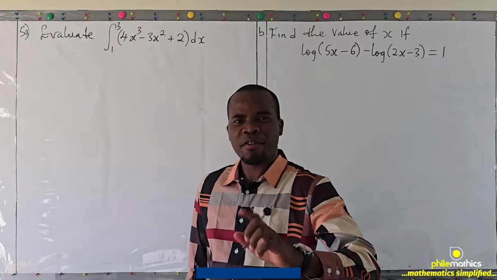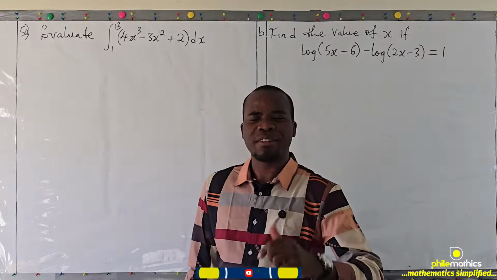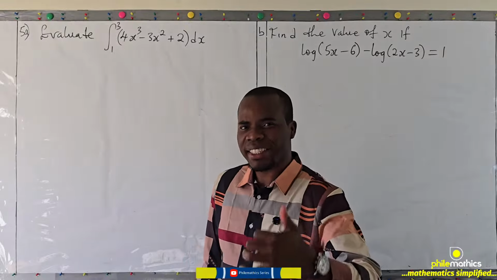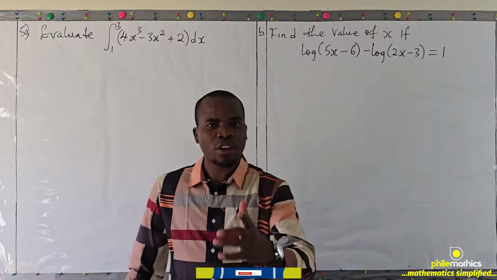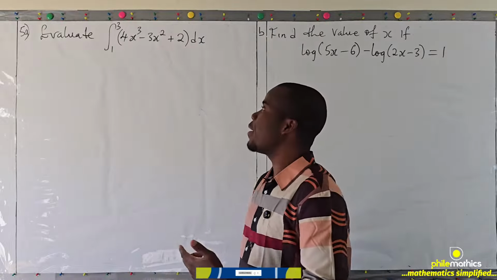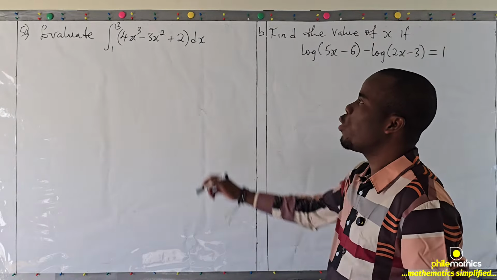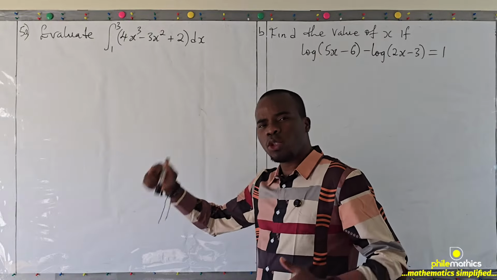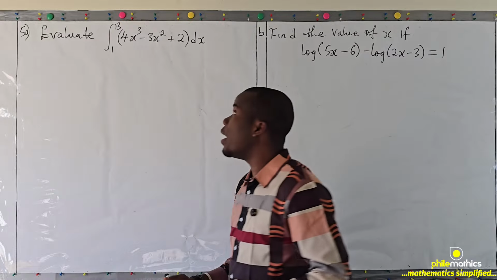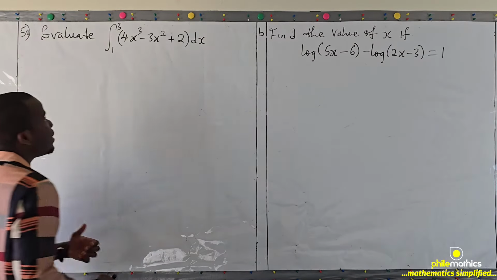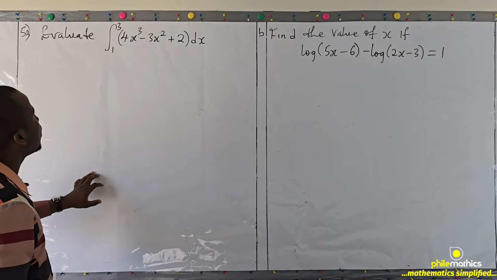Question 5 of NECO 2025 theory is on integral and logarithm without tables. Let's see. Evaluate the integral of 4x cubed minus 3x squared plus 2 from 1 to 3. This is what we call a definite integral because we'll get a definite answer at the end of the day.